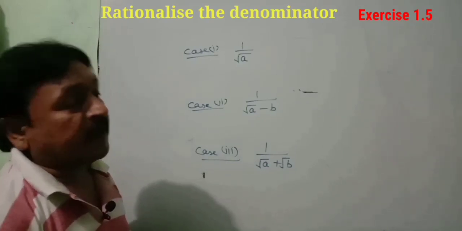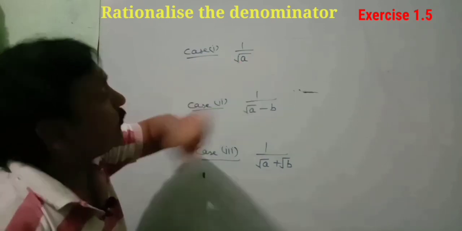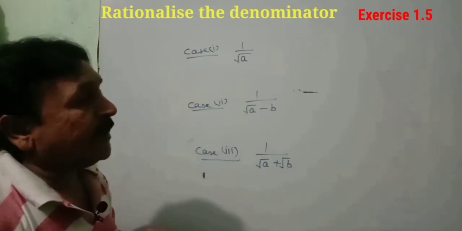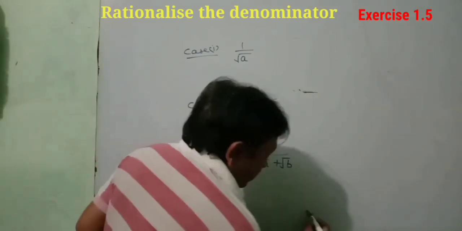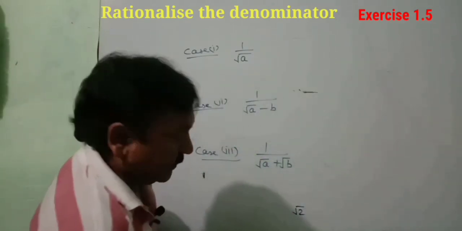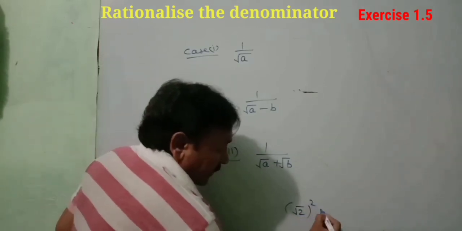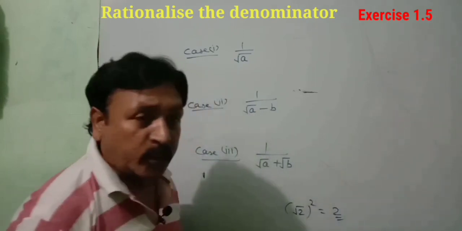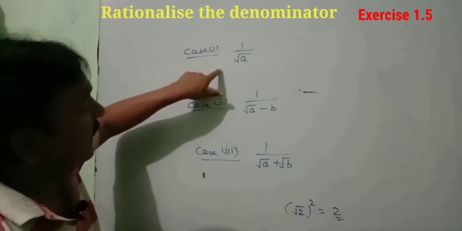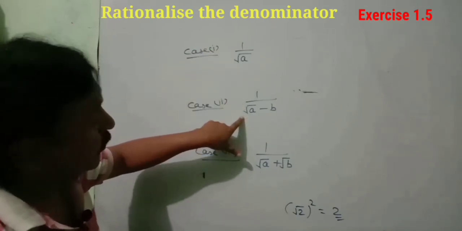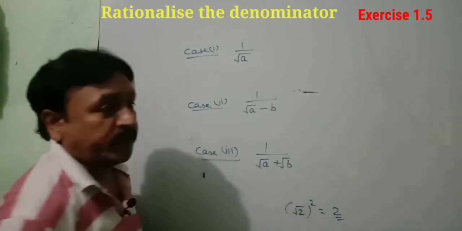So how to rationalize this? What does it mean? It means that we have to remove this root sign. So how can the root sign be removed? Just think about it. If somewhere is written root 2, and I want to remove this square root, if I put a square here, then it will become only 2. It means I have to put a square on root A in this case, on root A in this case also, and in this case on both root A and root B.